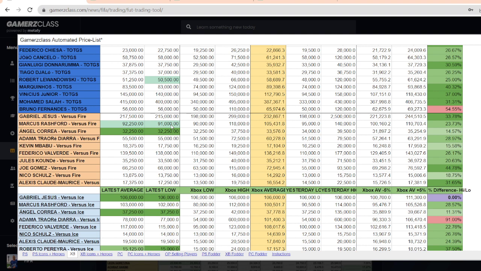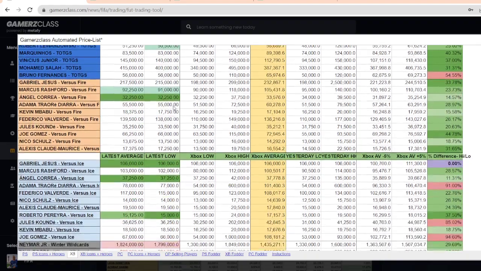So this Rashford card for 90k, you're going to be able to sell it for 100k easy, which gives you your 5k profit. So that one looks like a really, really nice one. I would go on and buy that.